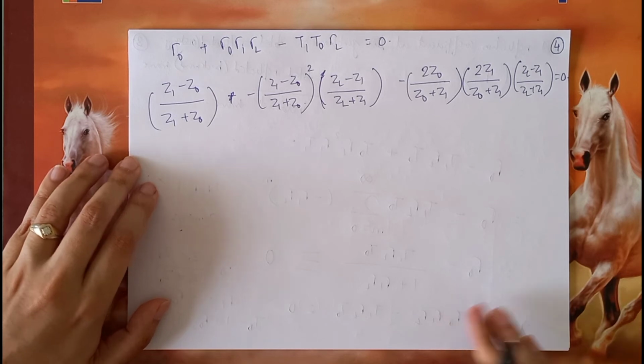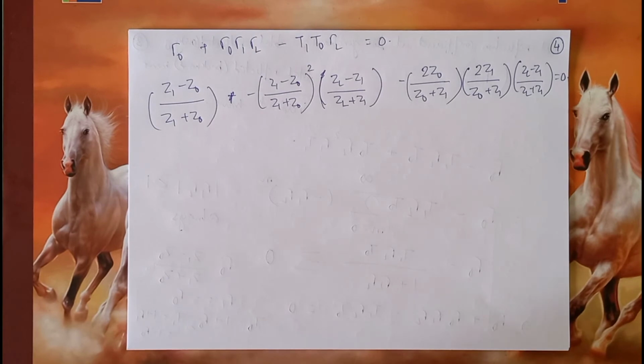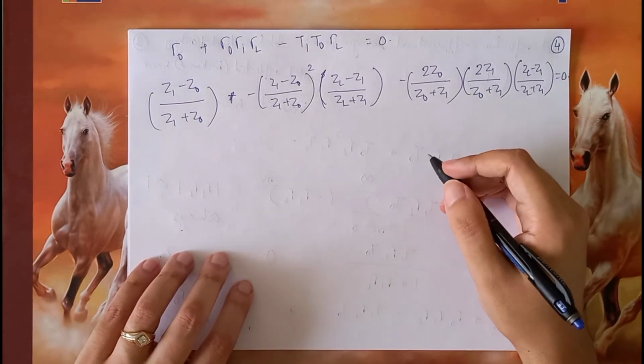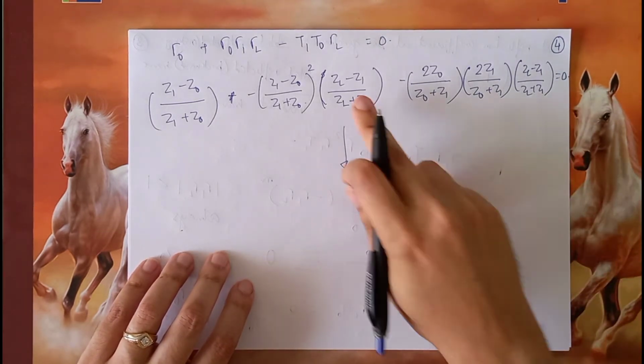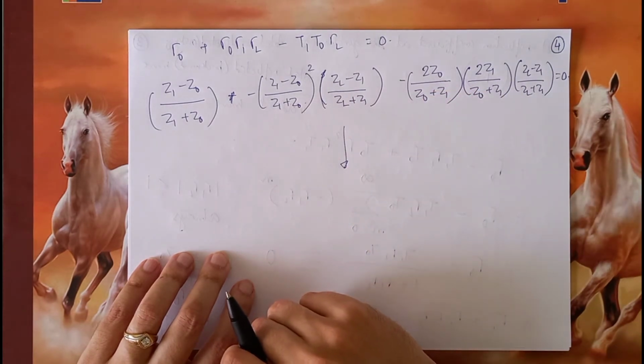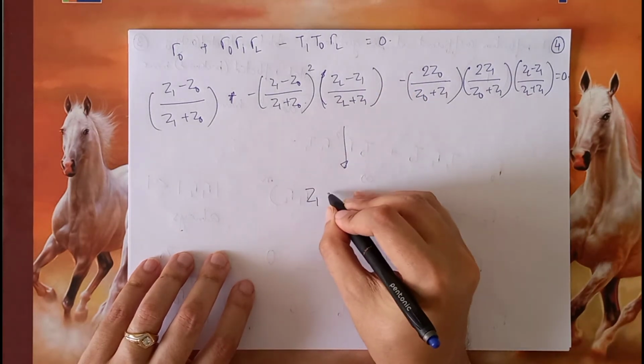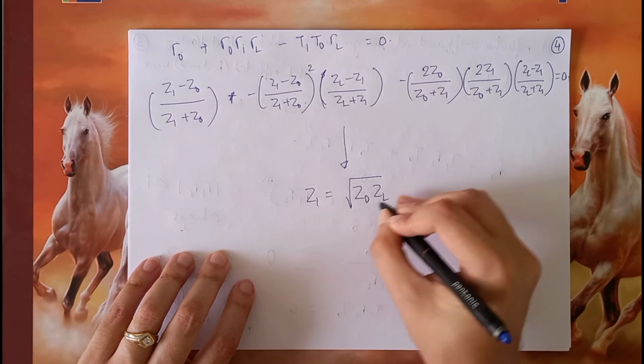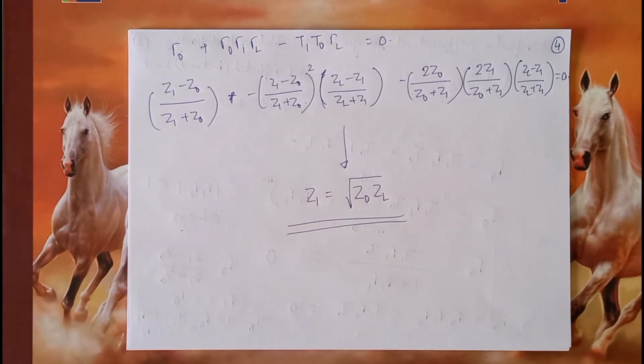So this is a pretty long expression. So we can definitely take out some terms common, and stepwise if you simplify, you will obtain Z1 as a function of Z0 and ZL, and you will see that Z1 will be equal to square root of Z0 times ZL, and this is exactly the condition that we derived in the previous lecture, where we analyzed the quarter wave transformer but from an impedance transformation angle.